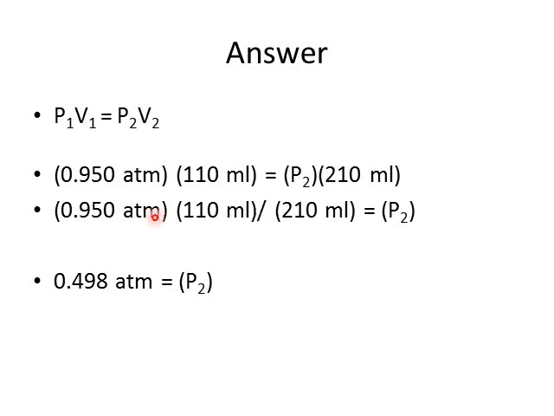So they both have to be atmospheres, they both have to be pascals, for example, they both have to be litres, they both have to be mils. So just make sure the units are the same for volume and for pressure. So these cancel out, indicating that my unit of measure here is going to be in atmospheres. When I plug these numbers into the calculator, I end up with 0.498 atmospheres for my P2.